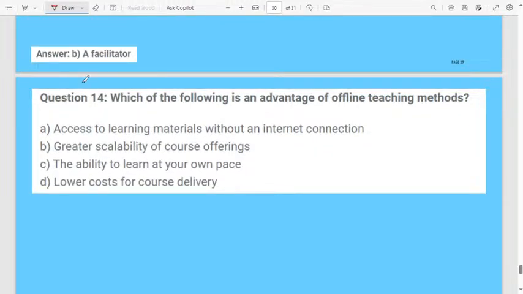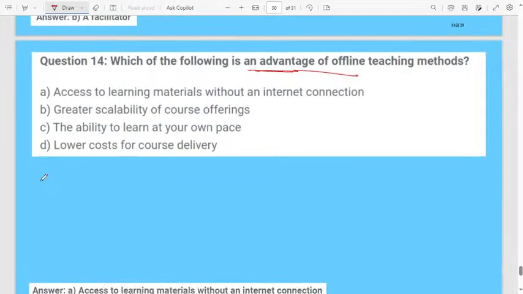Next one, which of the following is an advantage of offline teaching method? Advantage they are asking here. Option A, access to learning materials without an internet connection, no need for internet. B, greater scalability of course offerings. Option C, the ability to learn at your own pace. D, lower cost for course delivery. Offline teaching, option A will be the correct answer.